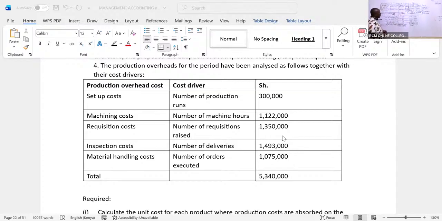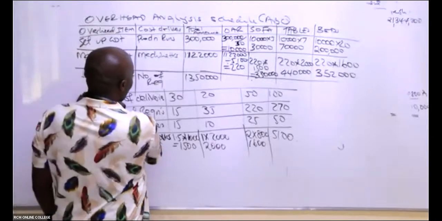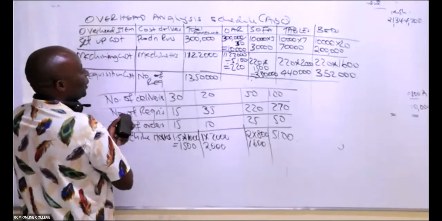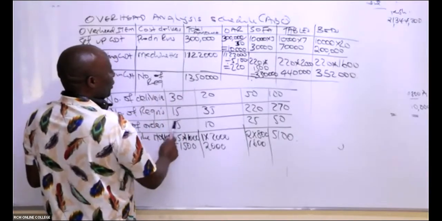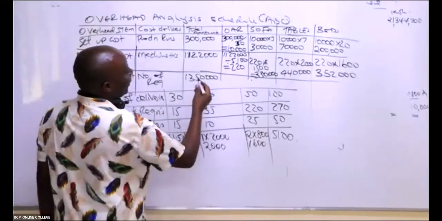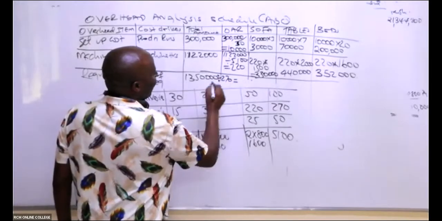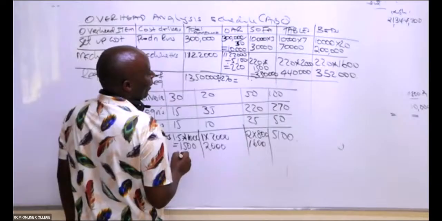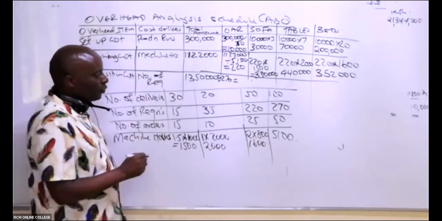So now you are experts, really. Go ahead and give me the OAR for the requisition cost. It's very easy. You take this amount divided by the number of requisitions, which are how many here? 270. So you simply divide this by 270. Do you have an answer? 5,000. Thank you so much.